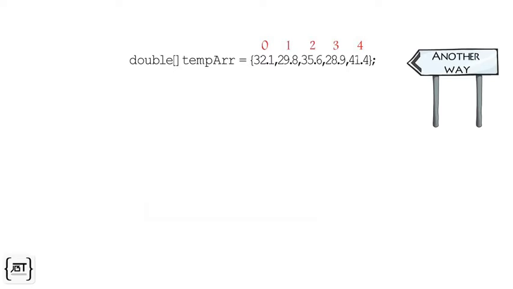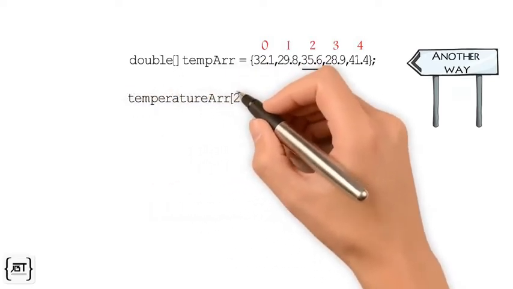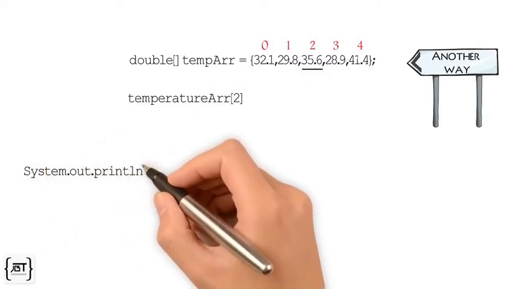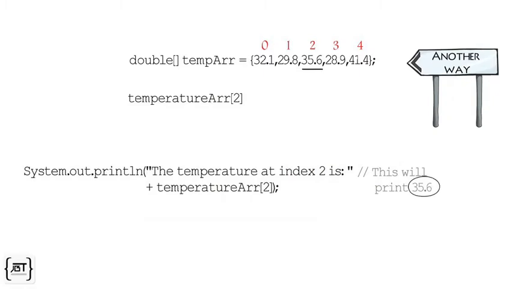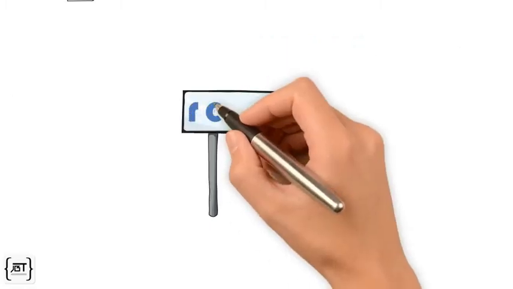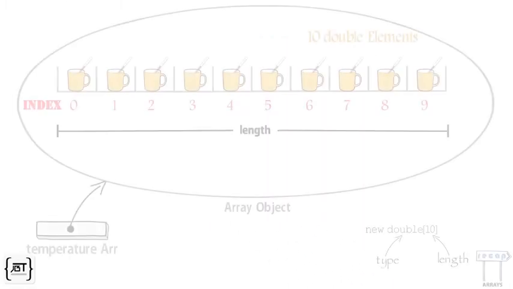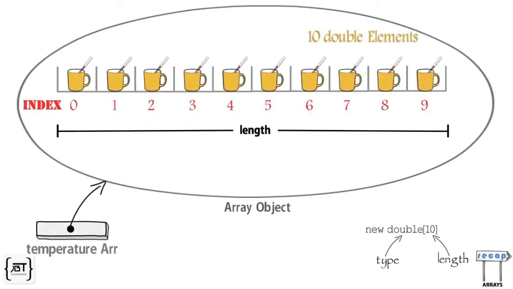To read the temperature at index 2, that is the third city, we simply say temperature[2]. The statement will print the value at index 2, that is 35.6.